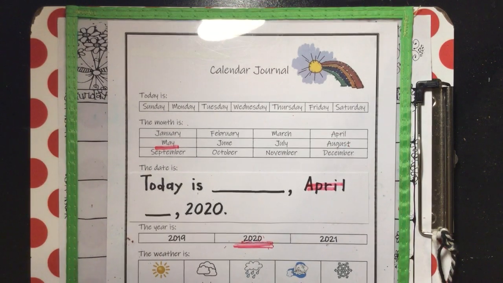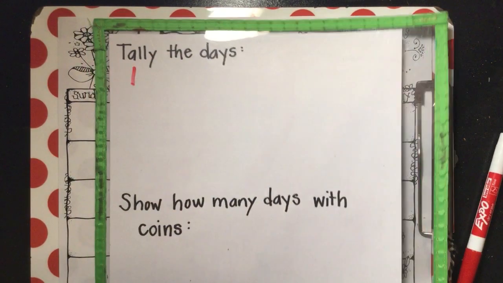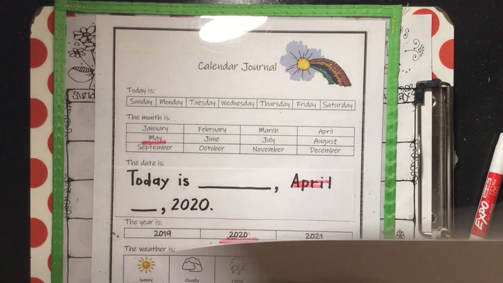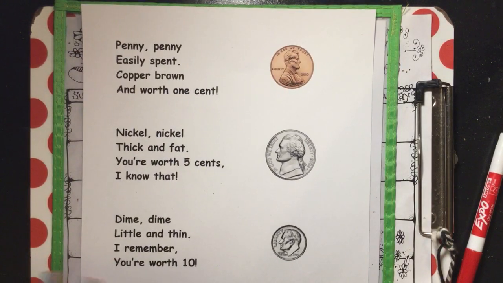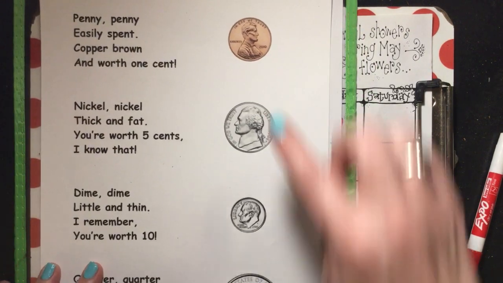All right, so we're going to do one tally on the back for the first day of May, and then we'll finish it up again on Monday. Now I'm not going to read you the poems. I'm going to teach you the song about coins. Are you ready? So here it goes.